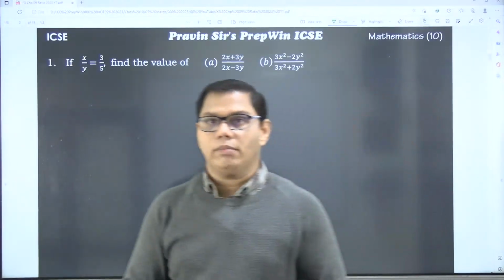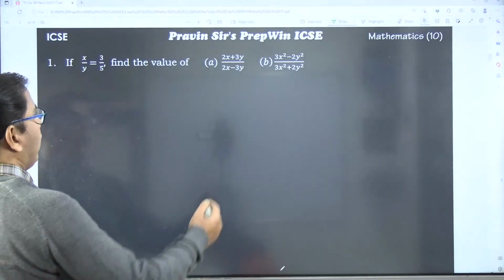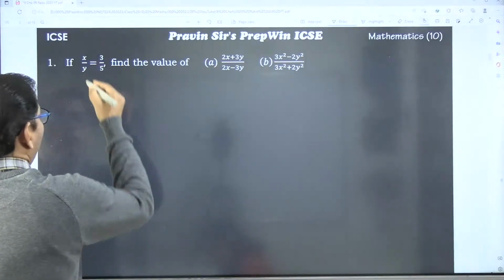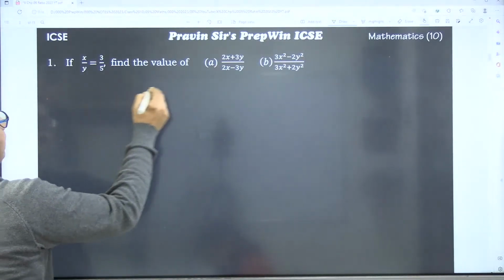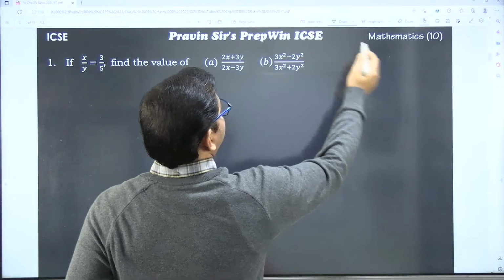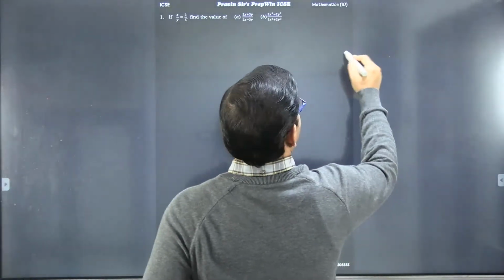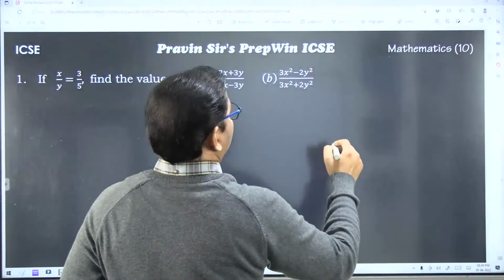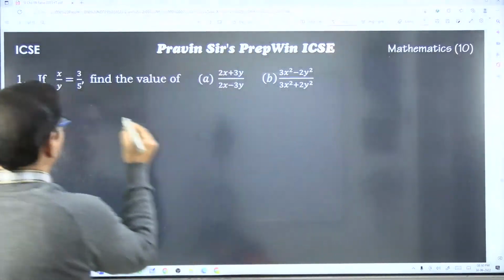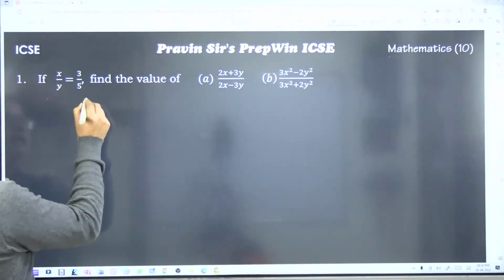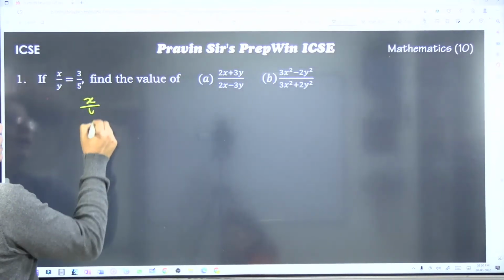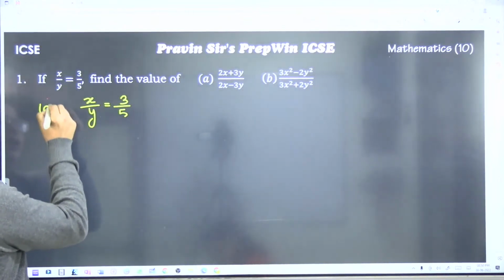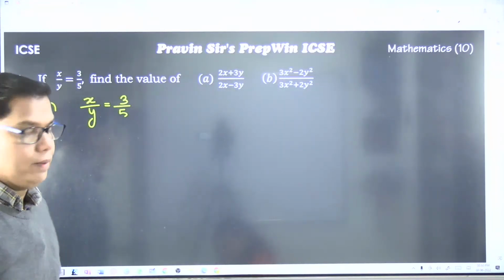Let us start with question number 1. There are 2 parts to this question. Look here, what is the given information? We have this information: x by y is equal to 3 by 5. There are 2 sub questions to this question number 1.